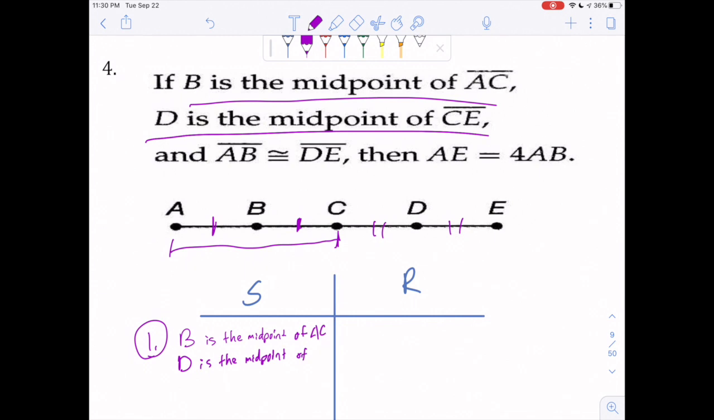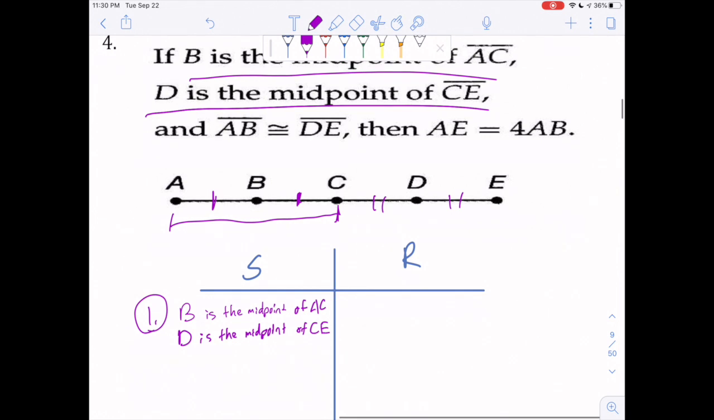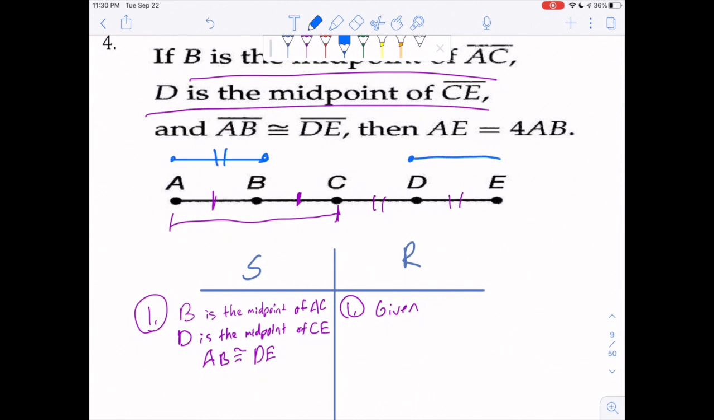Midpoint of CE. Okay, and then we also know AB. I'm just gonna throw this in there too. All of this is your given. Okay, boom, given. Where's AB at? Oh, AB. So I'm gonna do a new marking here. AB is congruent to DE. Oh, we can work with this.